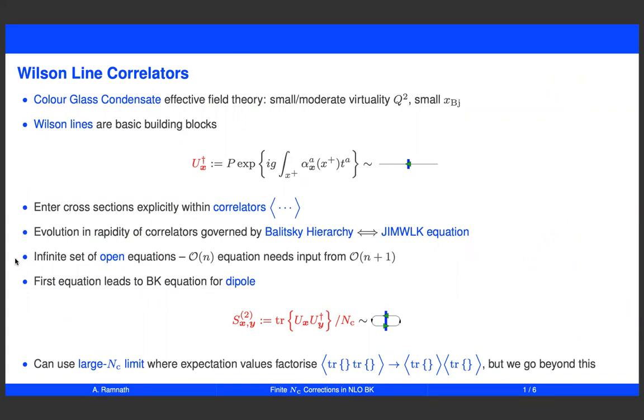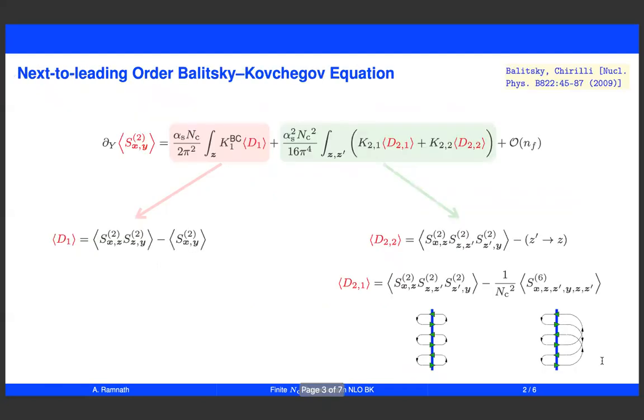The hierarchy is an infinite set of open equations, open in the sense that the order n equation requires input from order n plus 1 correlators. The first equation in the hierarchy leads to the BK equation, which governs the evolution of the dipole correlator. We can use the large Nc approximation to calculate any higher order correlators. And in this approximation, a product within a correlator factorizes into a product of expectation values. But we would like to go beyond this limit.